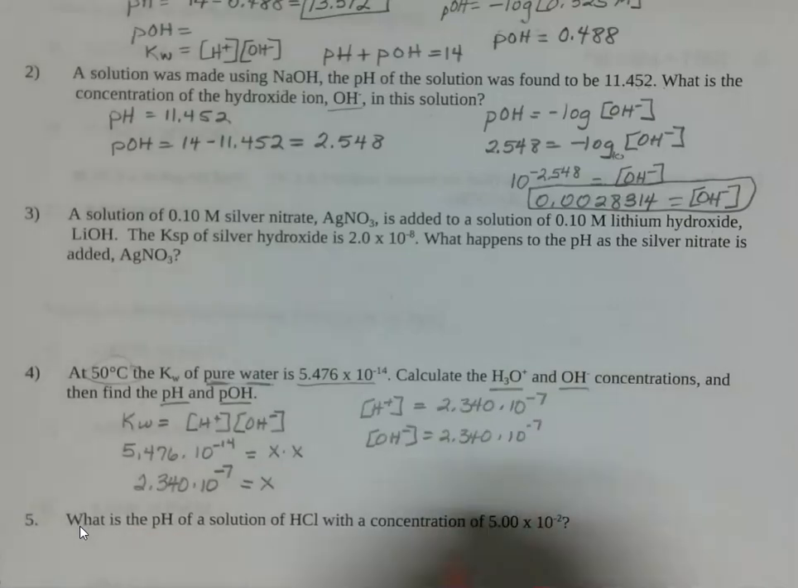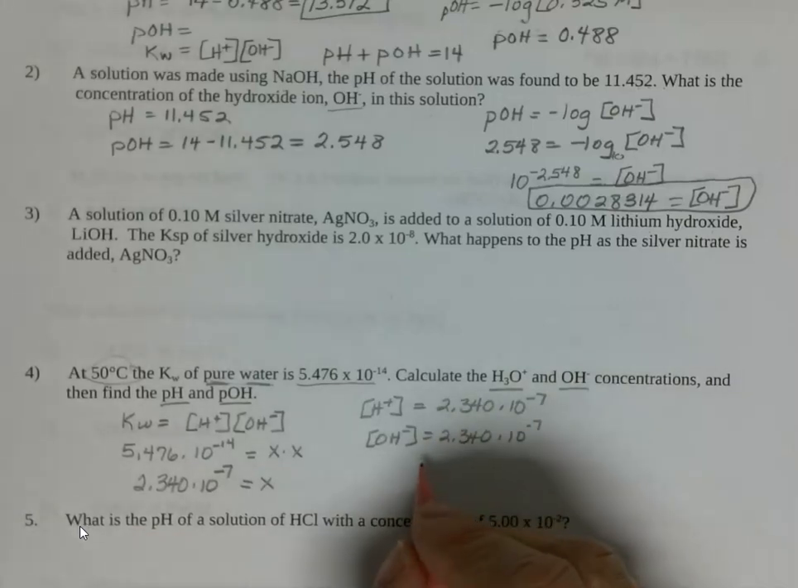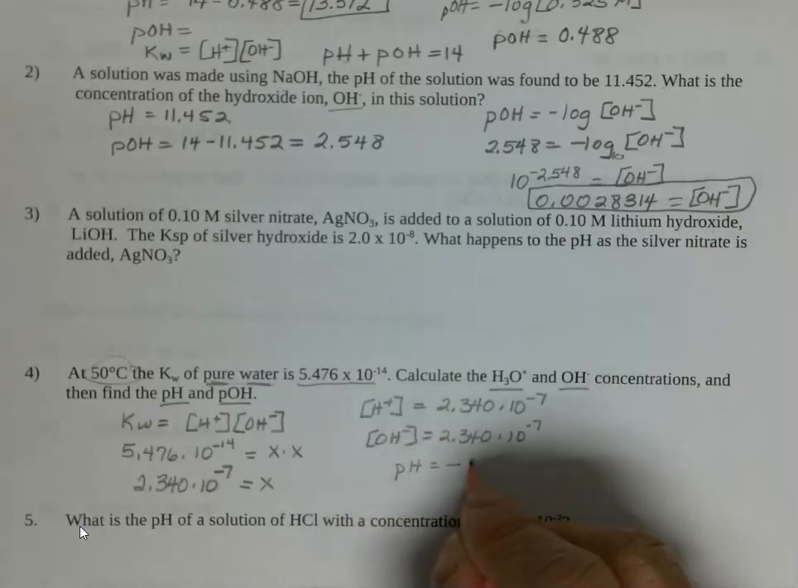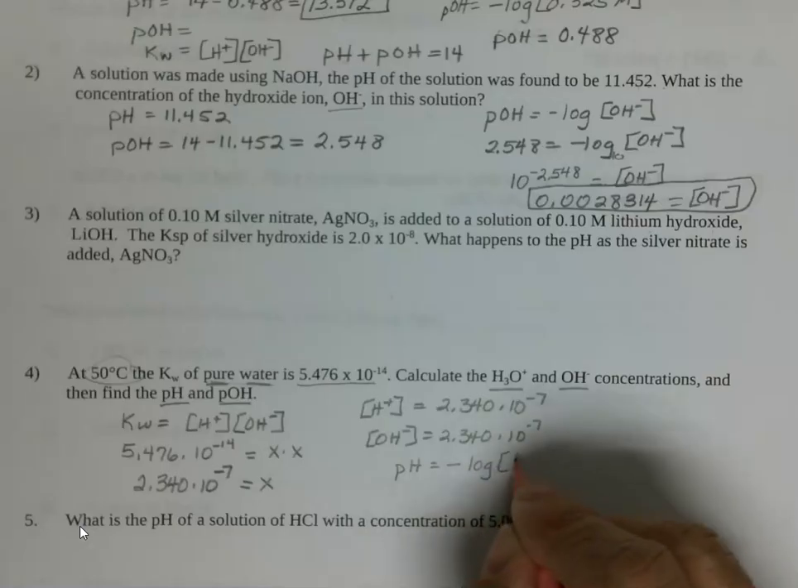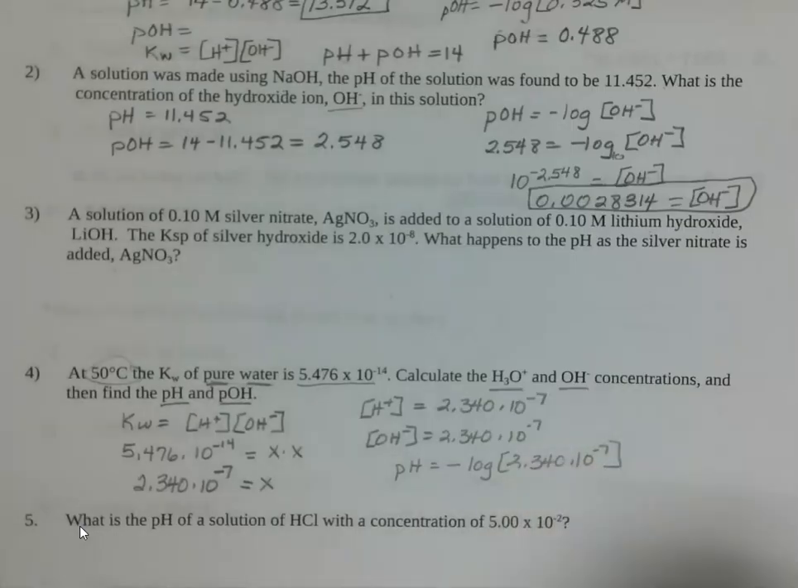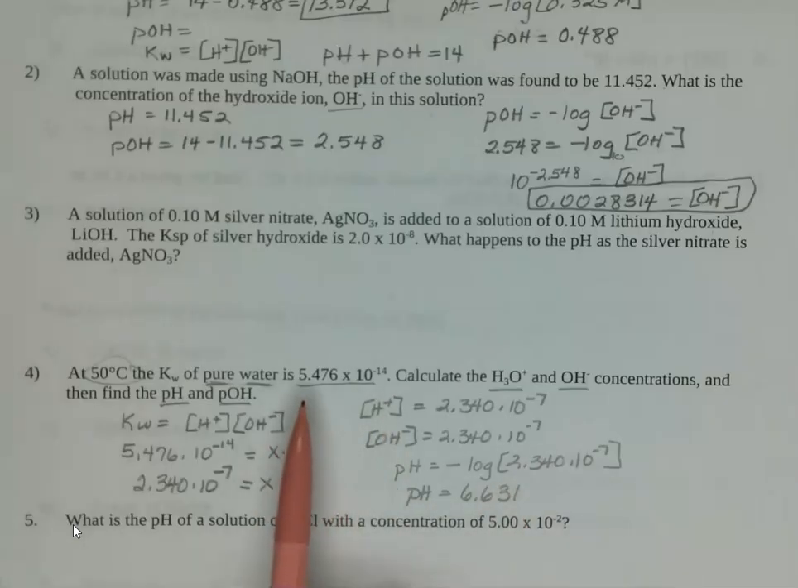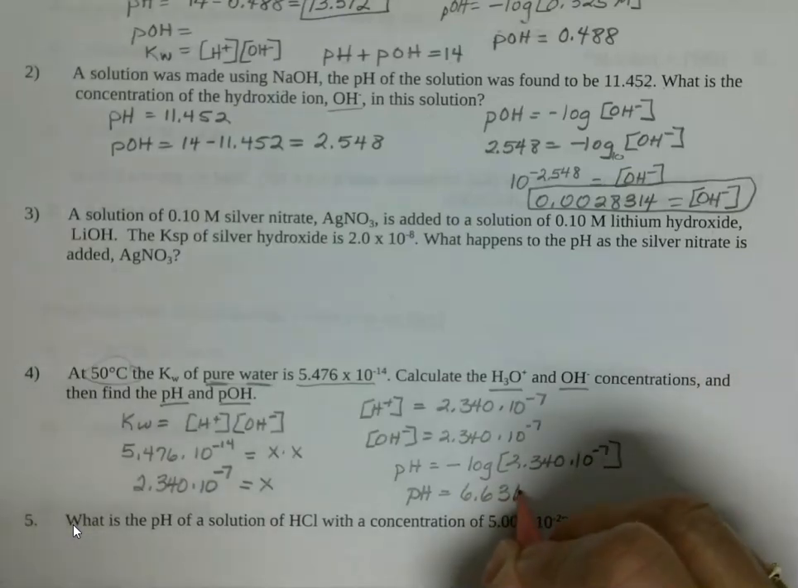Okay, and then again, I can do my pH as being the negative log of my concentration and see what I get. Okay, so once I put in again the negative log, I come up with 6.631. Now let's talk about significant digits while we're here. Actually, I need one more. Let's see, 08.